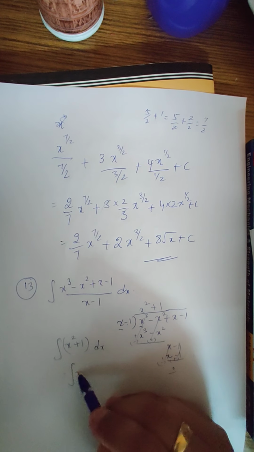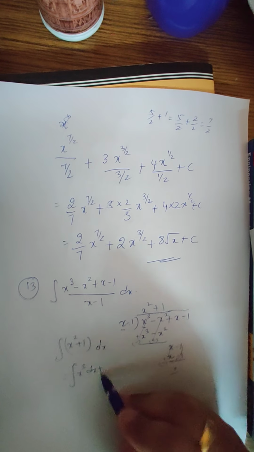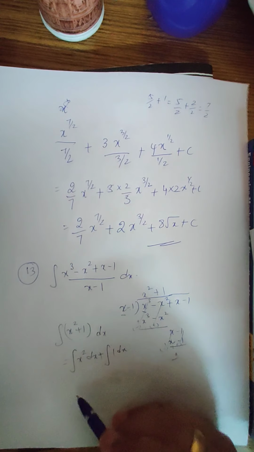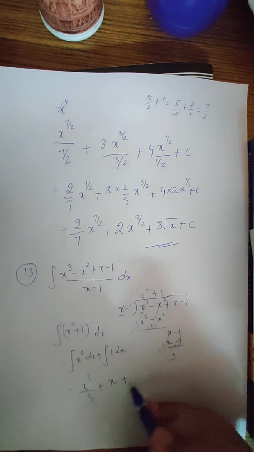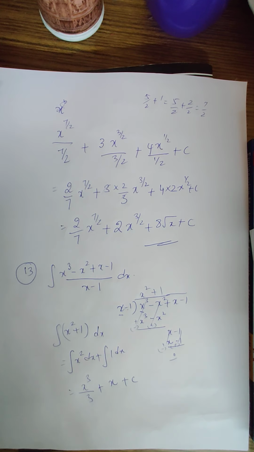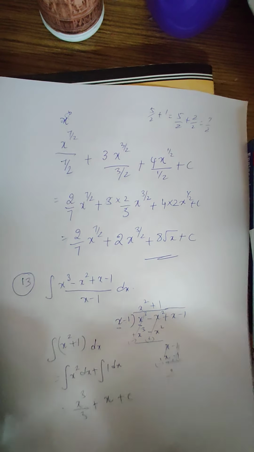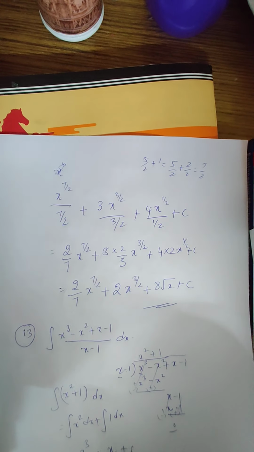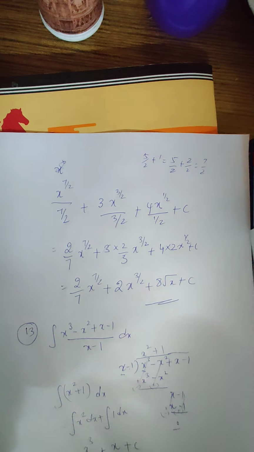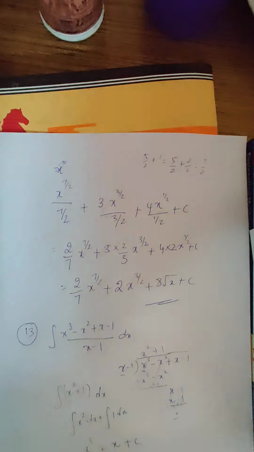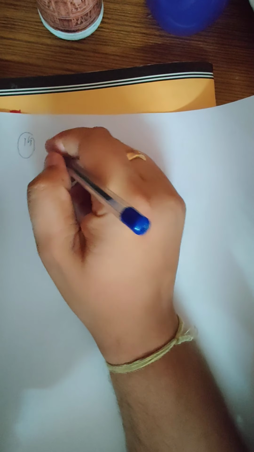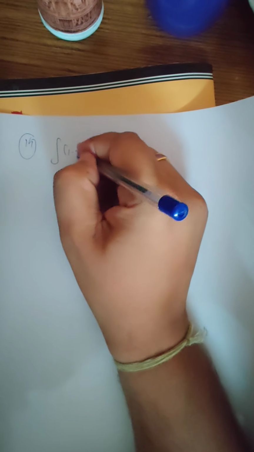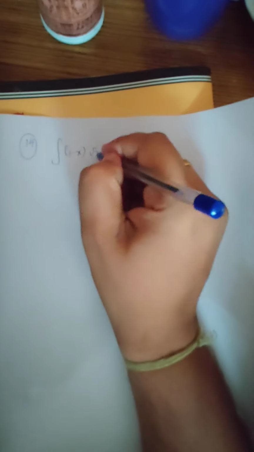So this will be integration of x square dx plus integration of 1 dx. So the answer will be x cube by 3 plus x plus c. That is the answer. Next, the 14th question, integration of (1 minus x) into root x dx.